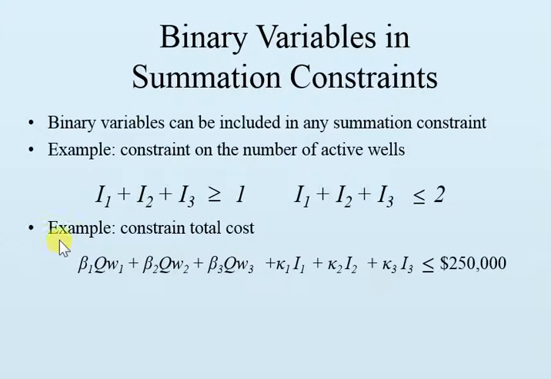Similarly, we might want to have a constraint like this, for example, a total budget. So if there was a total budget for the project, we might put constraints on the sum of the operating costs here plus the sum of the installation costs.